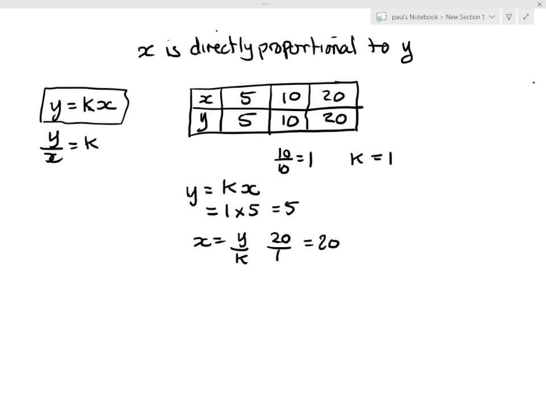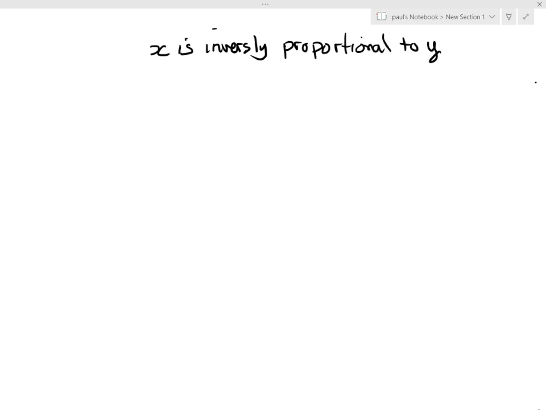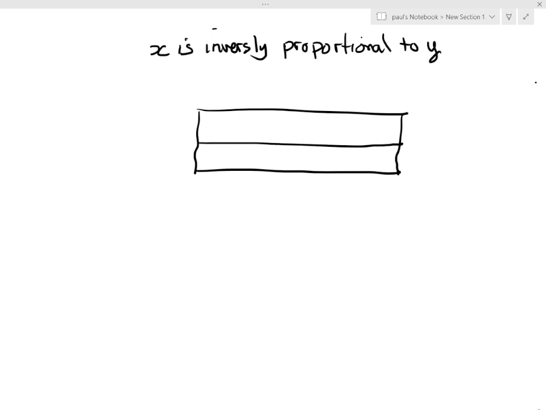Now I guess that I'll have to do another one for the inverse proportion. And so we say x is inversely proportional to y. Okay, so do this, and again we're going to have x there, y there, and let's fill some in.